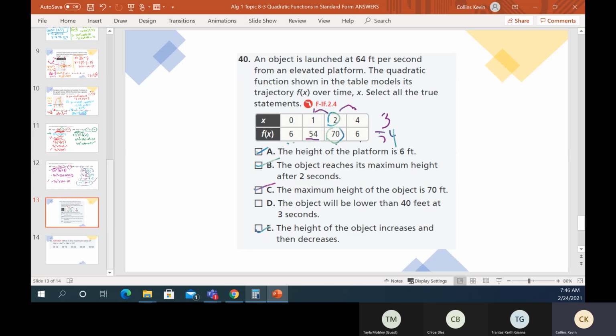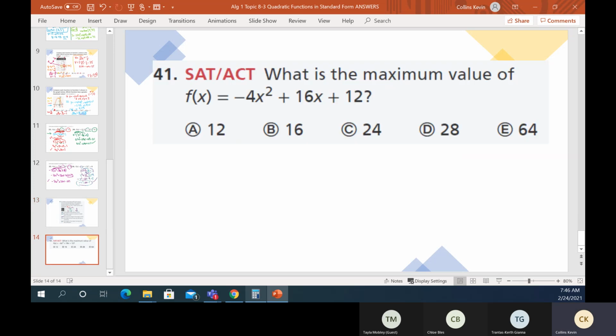All right, last one. So it says, what is the maximum height for this equation? All right, so maximum height means we just need to find the y value of the vertex. This is pretty much what we've been doing all along, right?